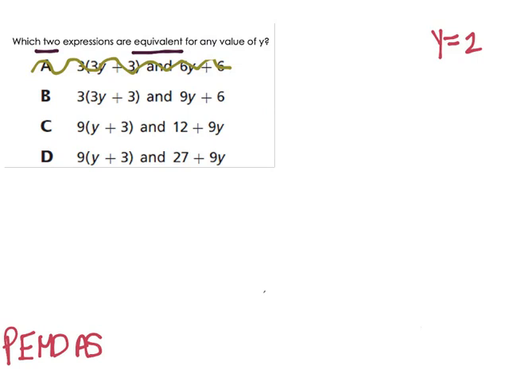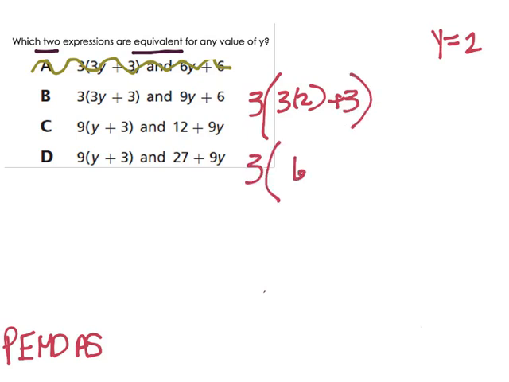All right, so now we're going to do the same process, but for choice B. All right, so we can see that we have the same first expression. Miss Bryce obviously did not pay close enough attention the first time because I already erased it. So we have 3 parentheses 3 times 2 plus 3 close parentheses. Then we have 3, 6 plus 3. Then we have 3 times 9 to get 27.